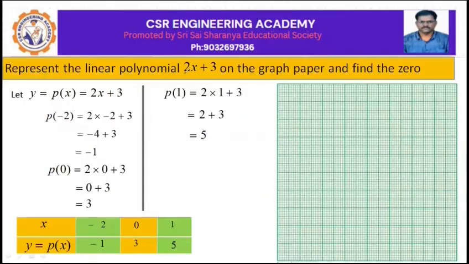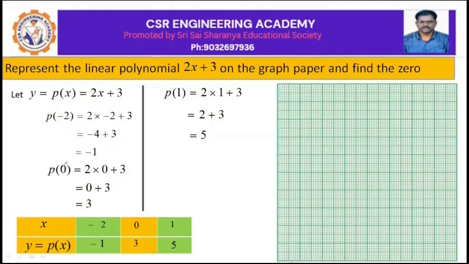Represent the linear polynomial 2x + 3 on graph paper and find the zero. Let y = p(x) = 2x + 3. To draw its graph, we need two or more values of y corresponding to different values of x. At x = −2, the value of the polynomial p(−2) = 2 × (−2) + 3 = −4 + 3 = −1.